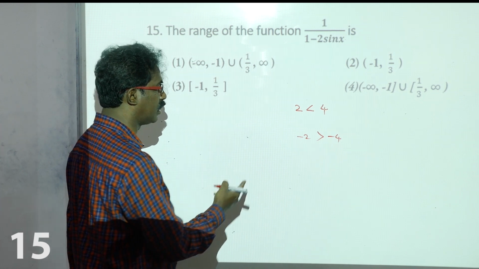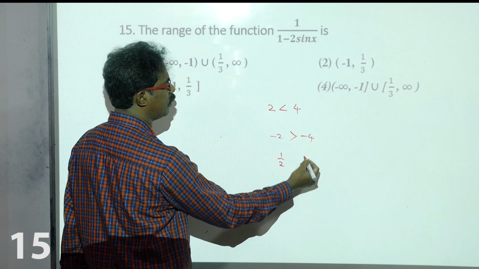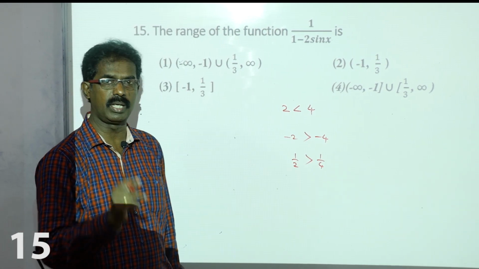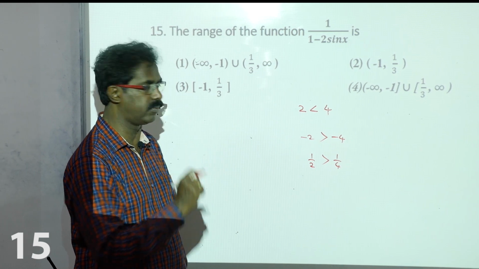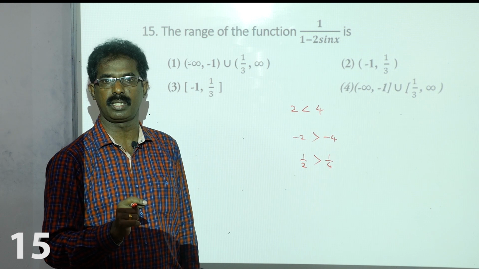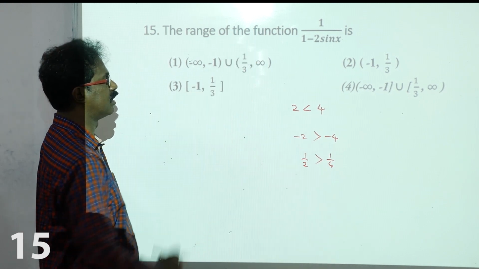And in another case, if we take reciprocal, 2's reciprocal is 1 by 2, 4's reciprocal is 1 by 4, again 1 by 2 is greater than 1 by 4. Only in these two cases the inequality reverses: when you multiply or divide by a negative number, and when you take reciprocal. So with this idea, let us see this sum.